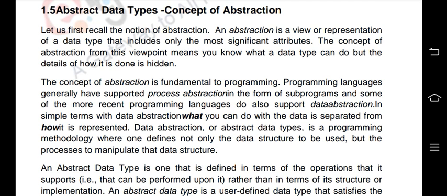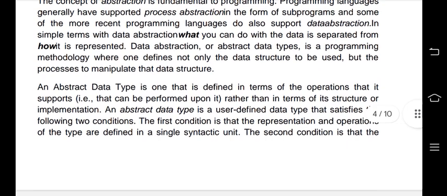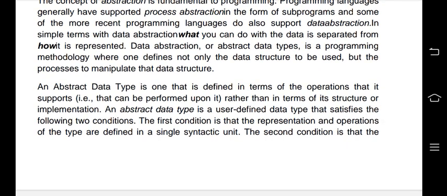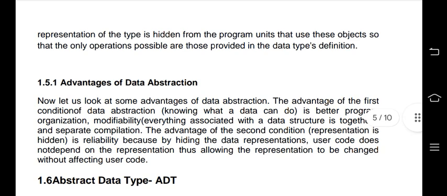Data abstraction or abstract data types is a programming methodology where one defines not only the data structure to be used but the process to manipulate that data structure. An abstract data type is one that is defined in terms of the operations that it supports and that can be performed upon it, rather than in terms of its structure or implementation. An abstract data type is a user-defined data type that satisfies the following two conditions. The first condition is that the representation and operations of the type are defined in a single syntactic unit. The second condition is that the representation of the type is hidden from the program units that use these objects, so that the only operations possible are those provided in the data type's definition.